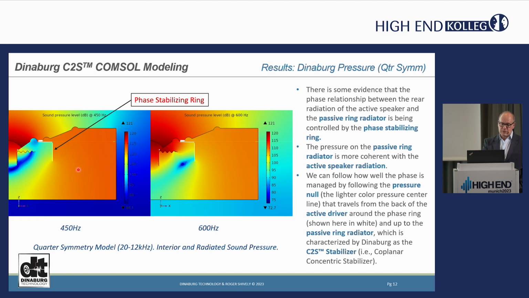This is SPL, but you'll see where the phase changes when you see the lighter color and the pressure in the center that is moving between the active speaker into the passive ring radiator. And so that's what we're going to look at here. So these are lower frequencies, these are mid-range frequencies, about 450 hertz and 600 hertz. When we look at the behavior later on, we're going to still focus on the mid-range and the high frequencies because they seem to have some significance. So here again, this is 450, this is 600.